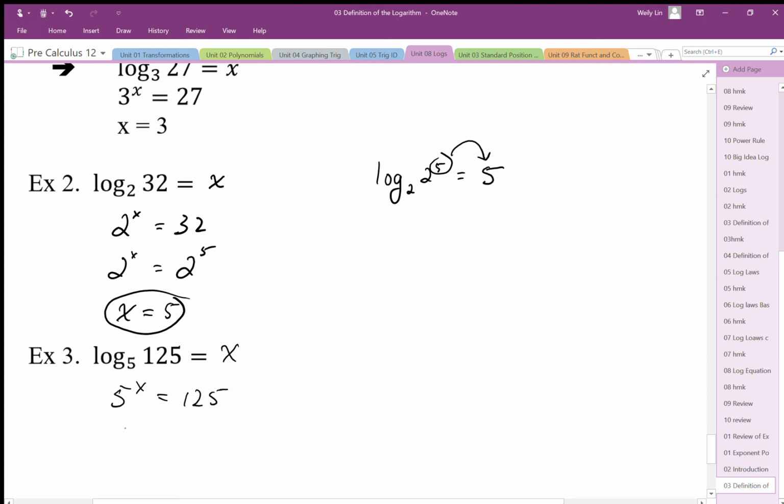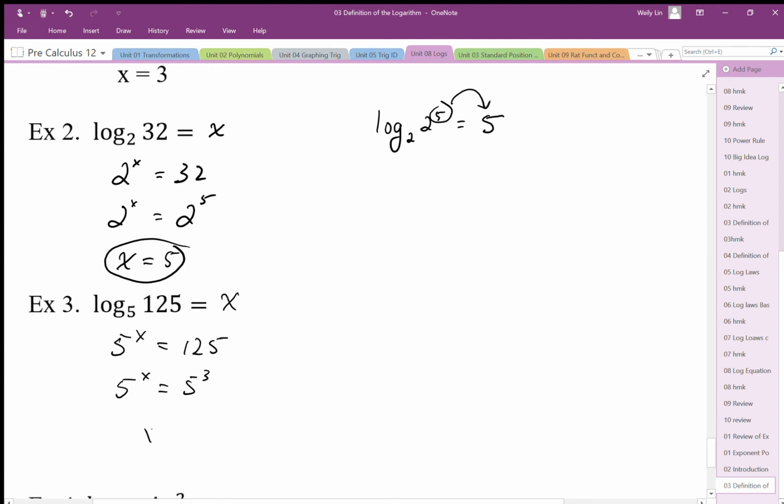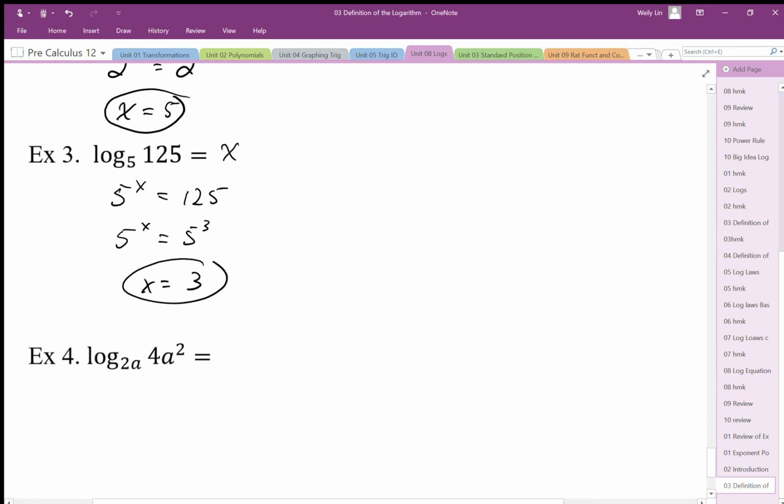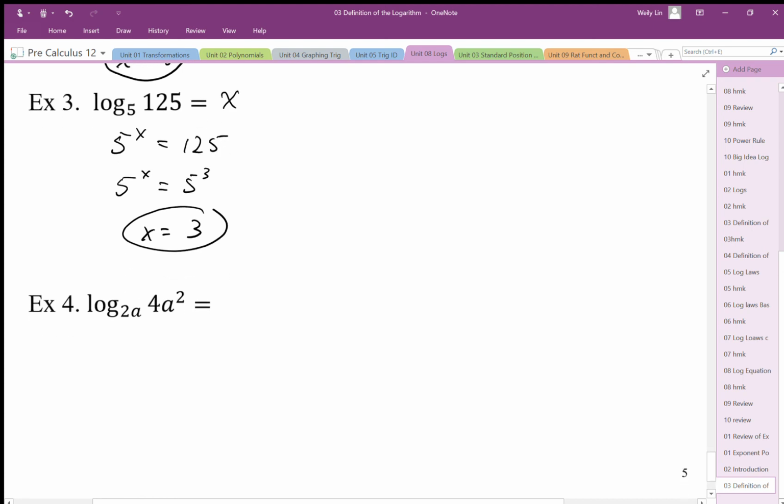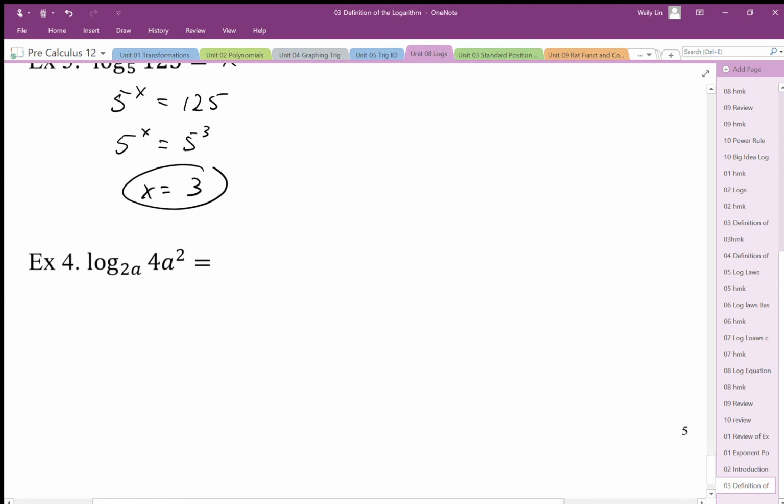Okay, so this is going to be 5 to the power x equals 5 cubed. So we know that x must be equal to 3. Or we could do it again in the log form. I think maybe it's easier to do it in the exponent form as we're more familiar with exponents. And this last one here, we can make that equal to x.